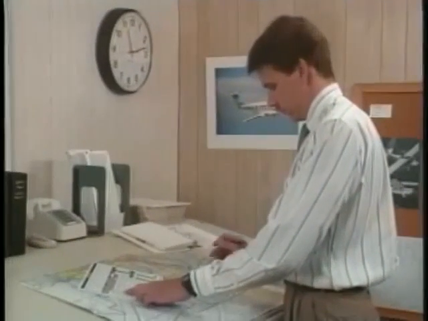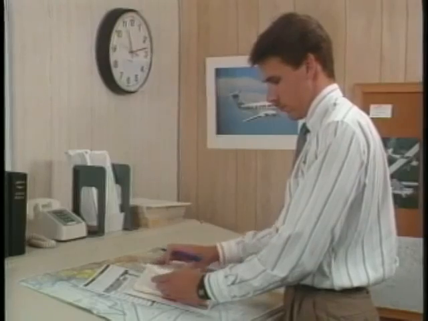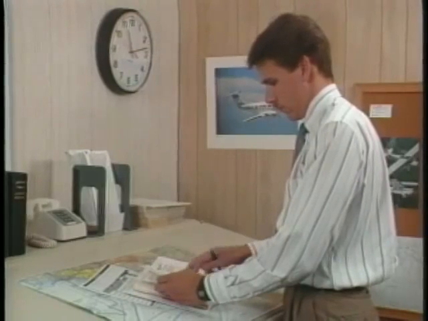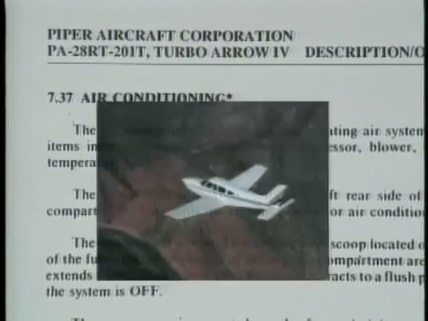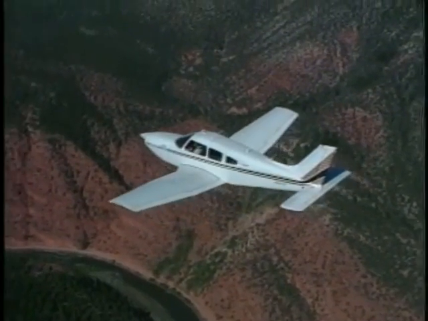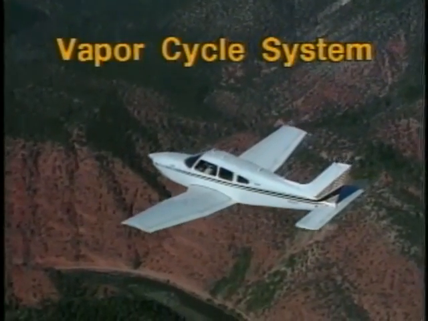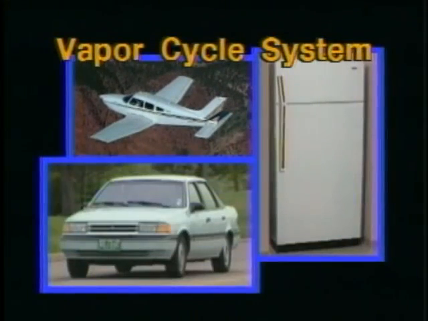The following discussion covers some common environmental and ice control systems. But before you use any of the systems in your aircraft, you should consult your pilot's operating handbook. Let's begin with air conditioning systems. The most common type of air conditioner found on general aviation aircraft is a vapor cycle system. These systems are very similar in operation to the systems found in an automobile or refrigerator.